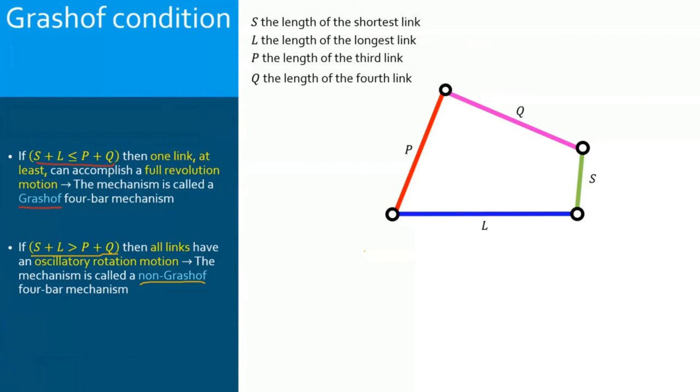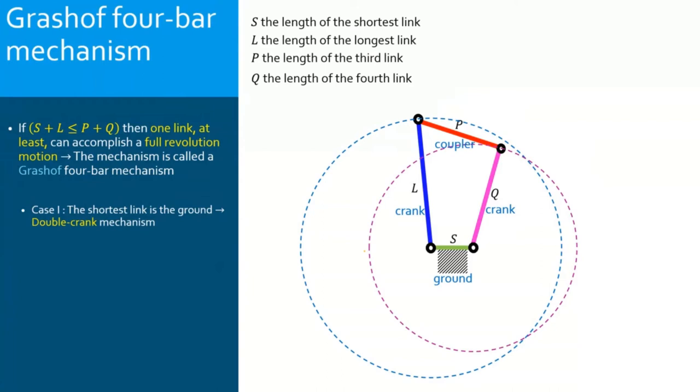Now let's see what is the effect of the inversion. What is the effect of the position of the ground, or the link that is considered the ground? So now I will differentiate. If it is a Grashof, I will have three cases depending on the position of the shortest link. The shortest link is the one governing the motion of the four bar mechanism.